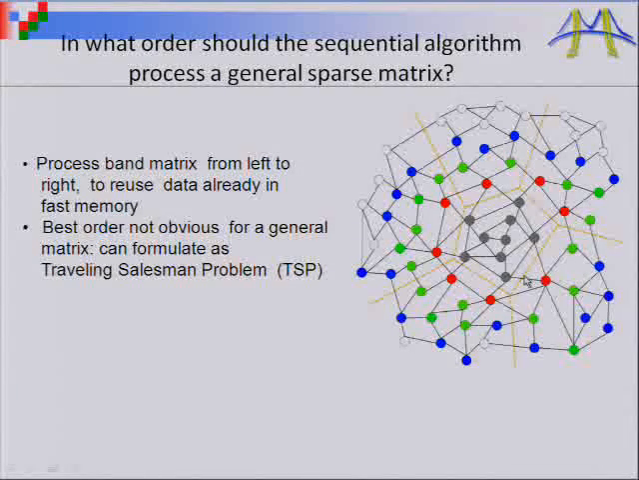In a tridiagonal matrix, it's obvious I go from left to right or something. But if I have a general sparse matrix, how do I choose the order in which to process the partitions to minimize memory traffic? Well, it turns out this is one of those tuning parameters. What's the right order? The answer is you can formulate it again as another traveling salesman problem, which you can solve approximately to find the right order to visit all these guys.